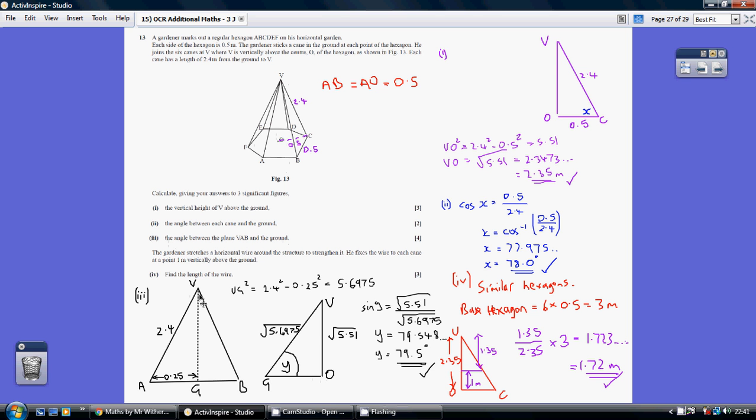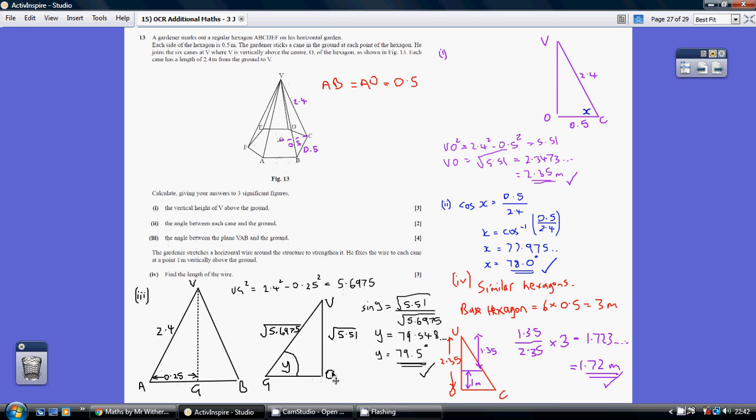So what do I know? I know VA and VB are 2.4. Because AB is 0.5, AG is going to be half of this, 0.25, because remember G is my midpoint between A and B. So using a take-away Pythagoras, I can say VG squared equals 2.4 squared take away 0.25 squared, which is 5.6975.